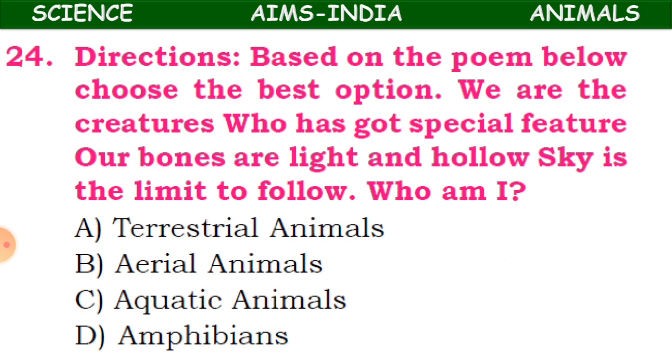We are the creatures who have got special features. Our bones are light and hollow. Sky is the limit to follow. Who am I? So here we have to answer this riddle. We are the creatures who have got special features. What are the features? Their bones are light and hollow, in the sense empty, and sky is the limit to follow. They can go until the sky. So who are they?